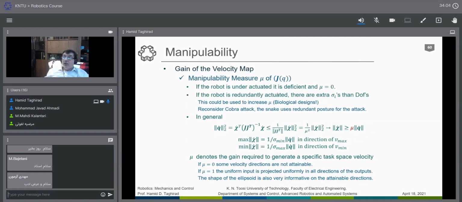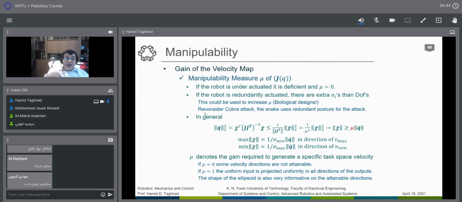It is very good to add a redundantly actuated system. If you again consider the Cobra attack, as I showed you in the movie last time, the Cobra goes to some configuration, and the vertebrae or the neck bones, the configuration of these interconnecting bones, gives you more degrees of freedom: not 6, but more, 7, 8, or even maybe 14.